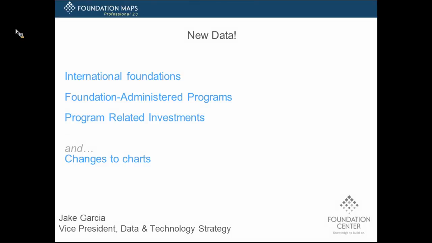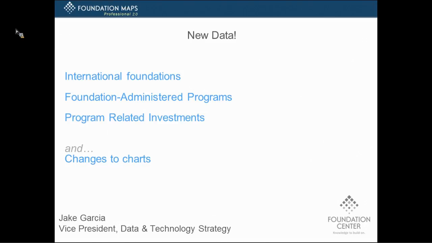Another couple of things we've got are new transaction types. We've had them in our database for a while, but they were kind of hard to flesh out for a couple of reasons, but now we've got them in Foundation Maps. They are foundation administered programs, also called FAPs, I guess that's the acronym, and PRIs, or program-related investments.